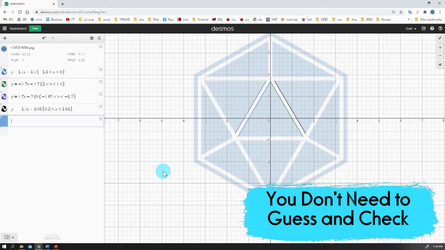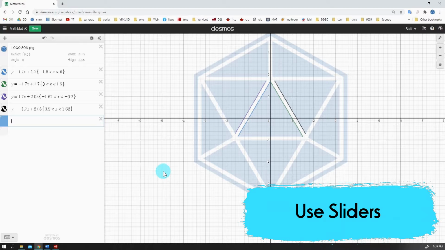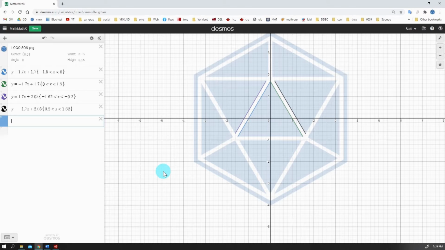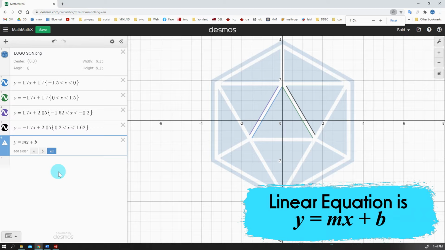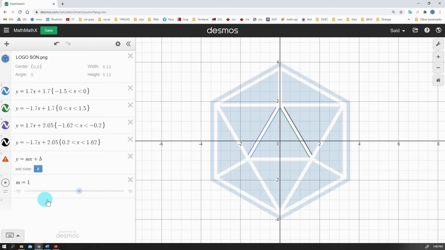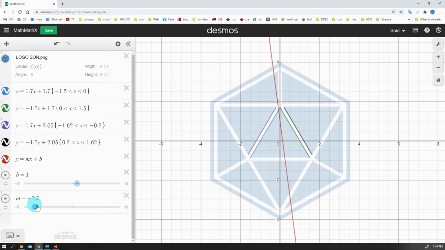You can use sliders. Let me show you now. You just need to write the standard form of the function you are working on and then choose the sliders, then it gives you the graph. So look at this. We are now working on lines, right? And the form of a linear equation is y equals mx plus b. M gives you the slope and b gives you the y-intercept. Just click this add slider options for m and for b, or just click all, and it's going to give you guys the sliders. By changing the slope and y-intercept value, you can find the line you need.